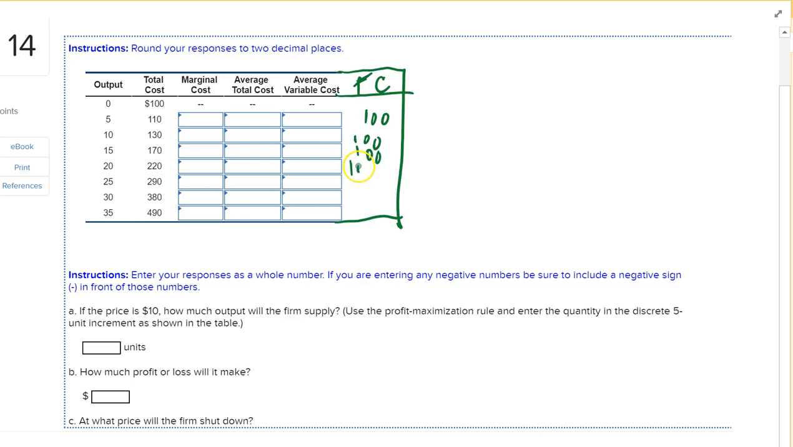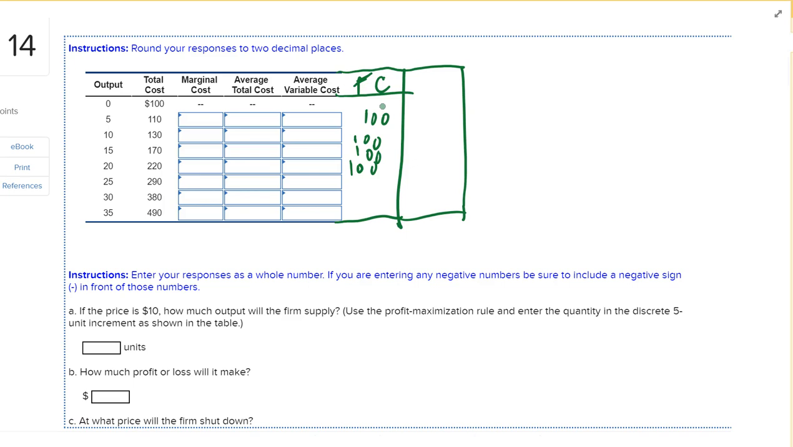So my variable cost will always be, and I'm so sorry about the mess here, my variable cost is always going to be my total cost minus that $100. And then from there, you can do the average variable cost. So let me just run through a few of these numbers for you.